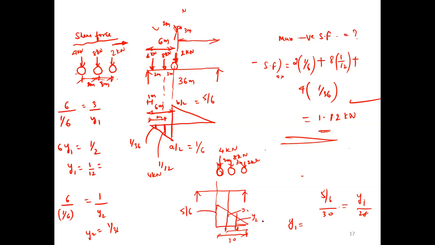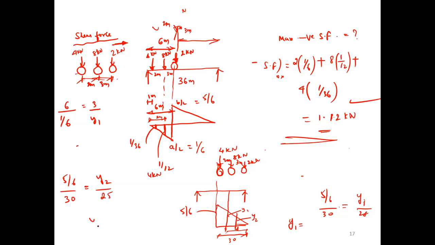y2 is on the positive side. How to compute y2? y2 is computed using the same thing, 5/6 by 30, which is equal to y2 divided by, see the distance, here you have to take 5 away, so 25. So compute y2.